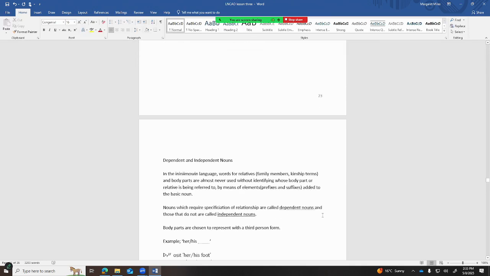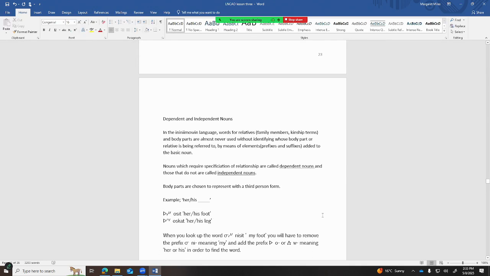Dependent and independent nouns. In the Inanimuan language, words for relatives, family members, kinship terms, and body parts are almost never used without identifying whose body part or relative is being referred to. So by means of element, prefixes and suffixes added to the basic noun. Nouns which require specification of relationship are called dependent nouns, and those that are not are called independent nouns. Body parts are chosen to represent with a third person form. For example, her or his.